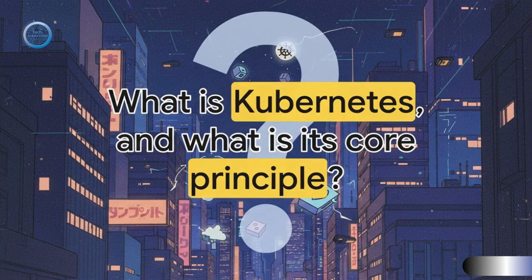Now, while a few orchestrators popped up, one project born inside Google and now an open source giant became the undisputed industry standard, Kubernetes. Its power and its popularity really stem from a core operational principle that feels almost like magic, providing a level of automation and resilience that was previously unimaginable.